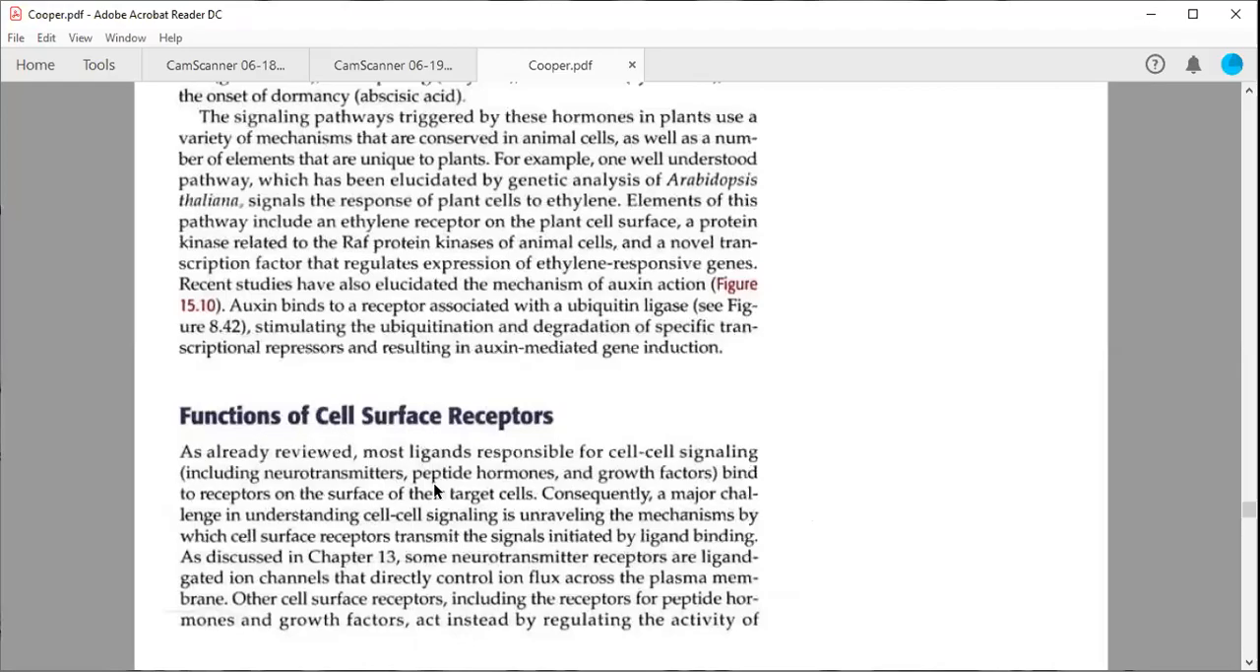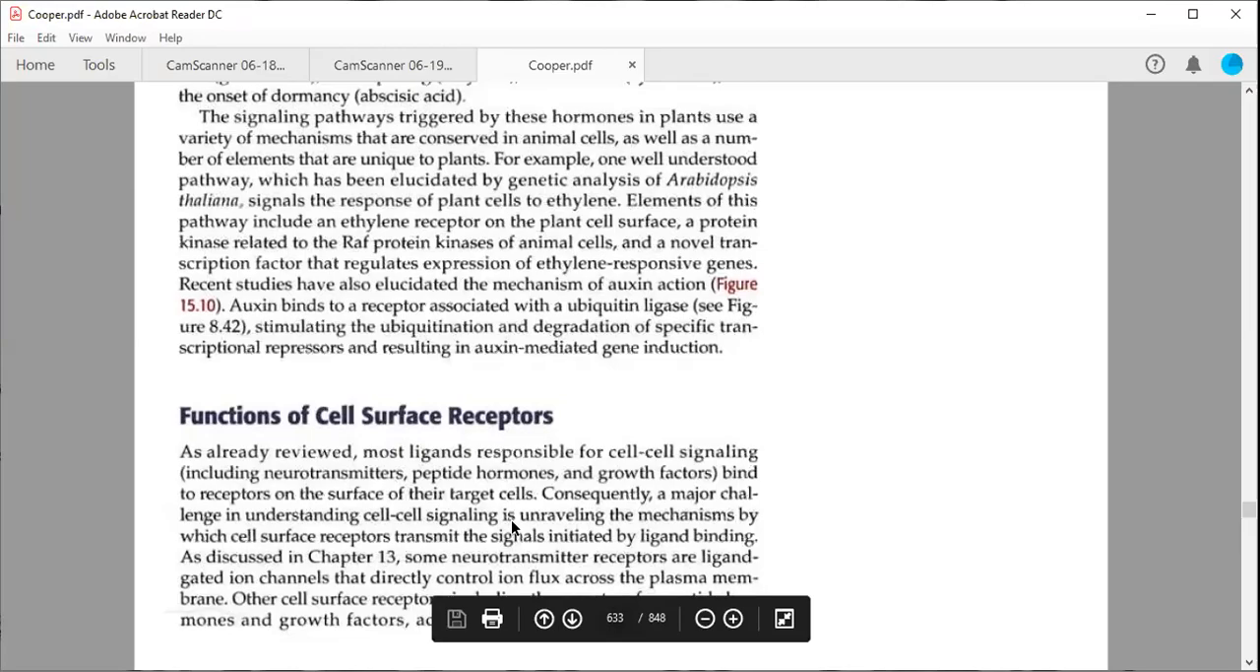Everything is written in the text, so we will see, for example, as already reviewed, most ligands responsible for cell signaling, including neurotransmitters, peptide hormones, and growth factors, bind to receptors on the surface of their target cell. In an earlier class I told you that the majority of receptors are membrane-bound receptors, present over your cell surface, your plasma membrane, and the rest are nuclear receptors. Nuclear receptors are another class, but we are starting with membrane receptors or cell surface receptors.